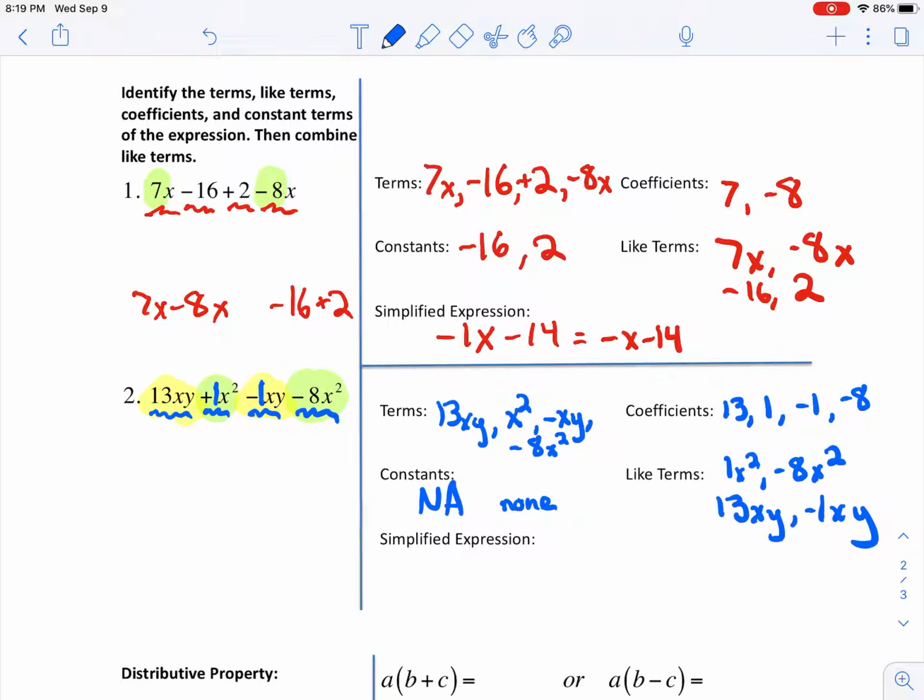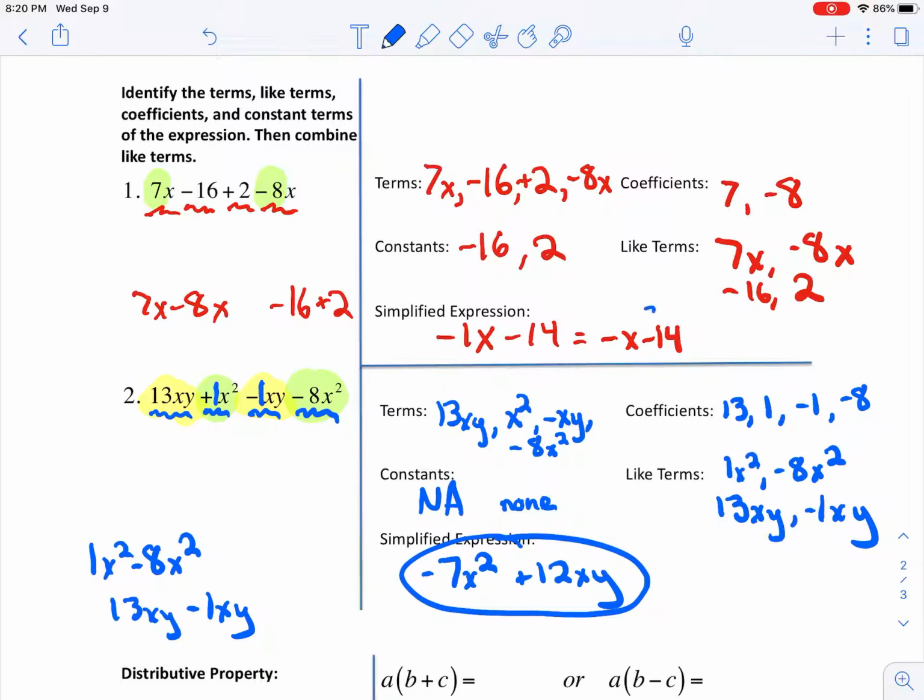So then when we simplify, we look at the like terms. So I'll write off to the left. Sometimes you can do this just with mental math, but sometimes it's nice to see it. 1x squared minus 8x squared is -7x squared. And 13xy minus 1xy is 12xy. And that is our simplified expression. Maybe you want to circle your answer. Circle your answers. There we go.